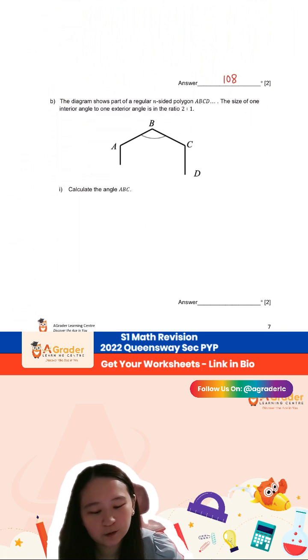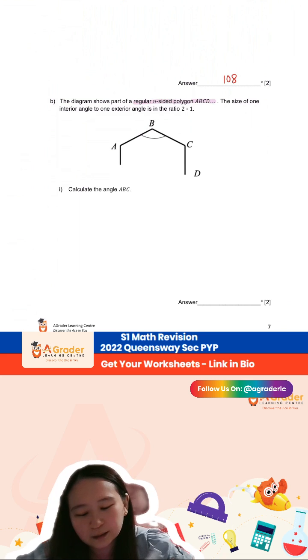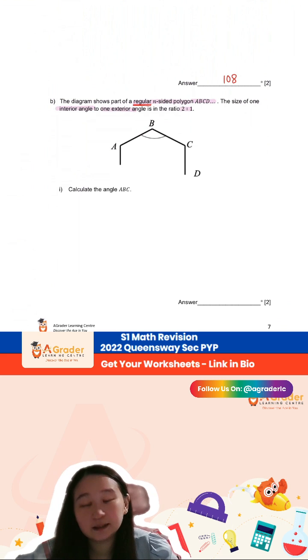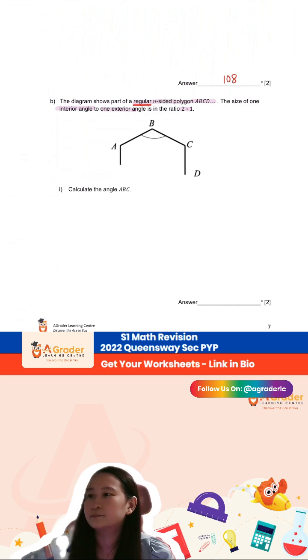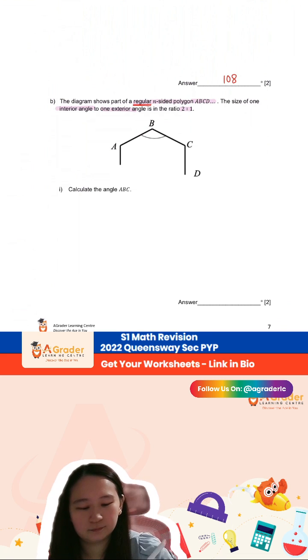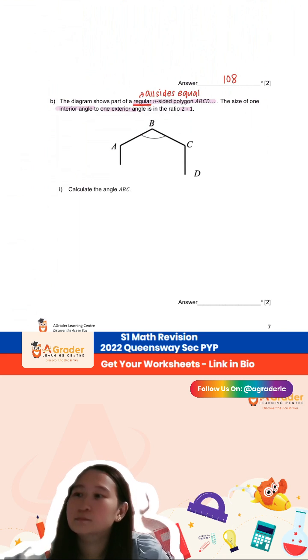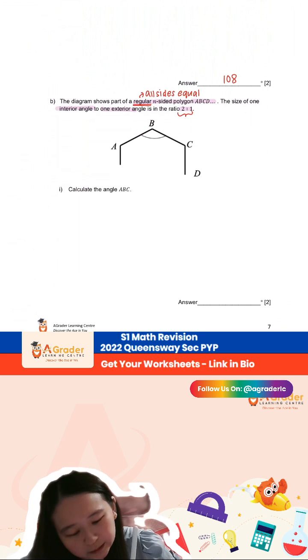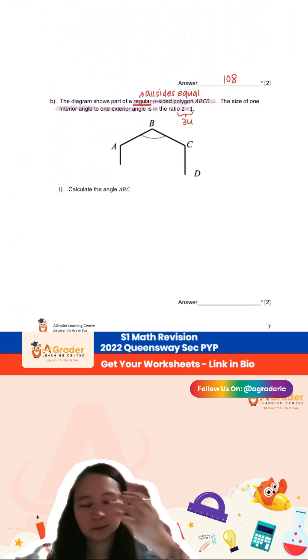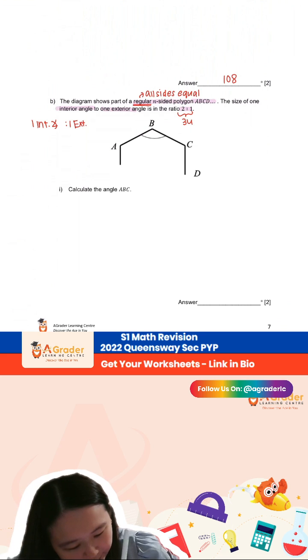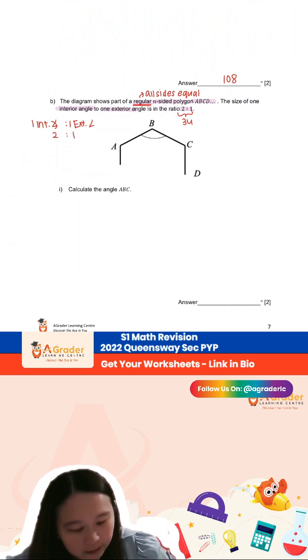The diagram shows a part of a regular n-sided polygon. So same thing, you see the keyword here, regular means all sides are equal. The size of one interior angle to one exterior angle is in the ratio of 2:1. So 2:1 means there's 3 units here.